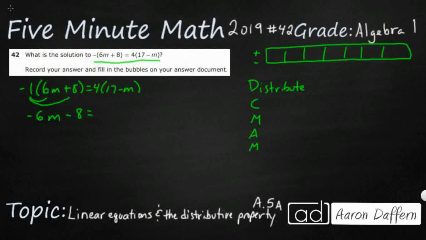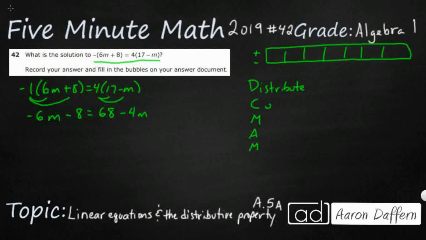And then I need to multiply this 4 times 17. So if I double 17, that's 34. So if I double that, it's going to be 68. Then I need to multiply the 4 and then -m. So it's going to be -4m. All right, so I've distributed them out.